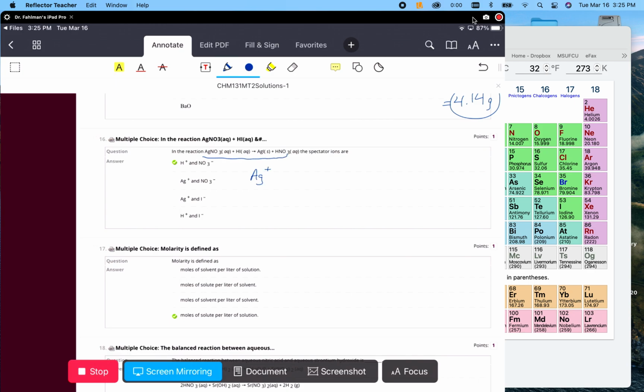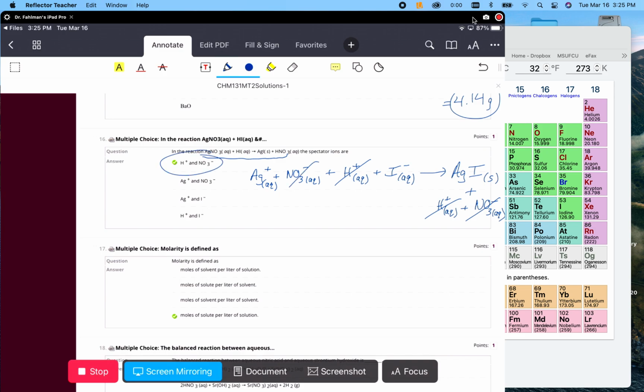So it's going to be Ag plus NO3 minus plus this one gives you AgI, so it's a solid, so you don't break that apart, but then you do break apart the nitric acid. Okay, so that's the total ionic equation. Spectator ions are the ones that are canceled. They're on both sides, so H plus and NO3.